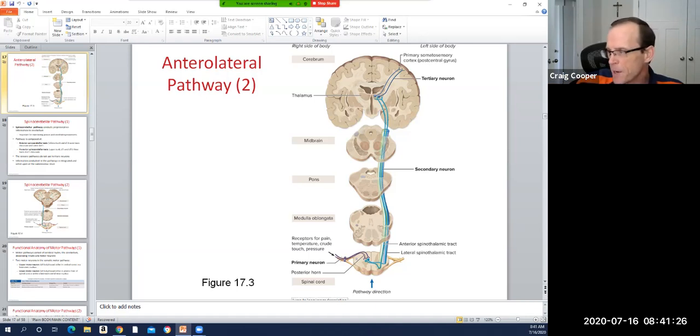And this is going to be another 3-neuron chain. It's just the first 2 neurons are basically down low in that spinal cord, wherever that message is coming in. And then the final neuron is still going to be in the thalamus. So we can still send it to the correct part of the postcentral gyrus to make sense of what we're feeling.